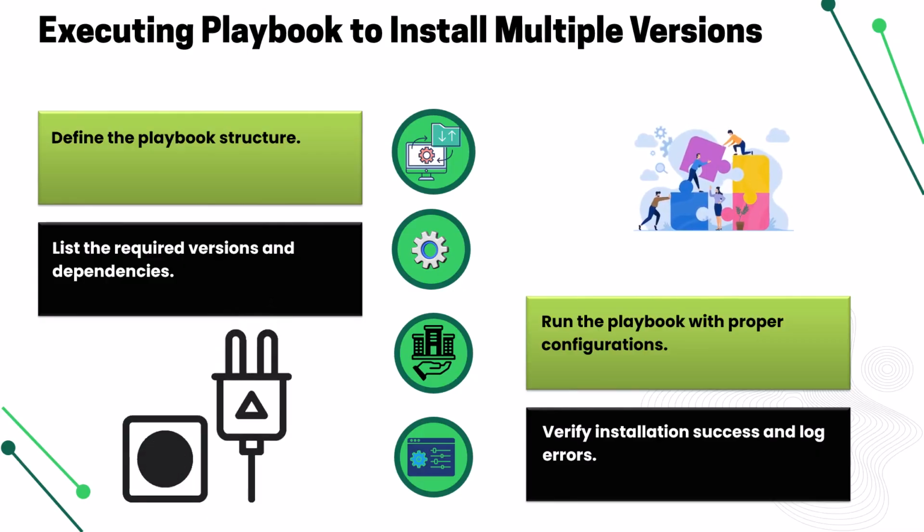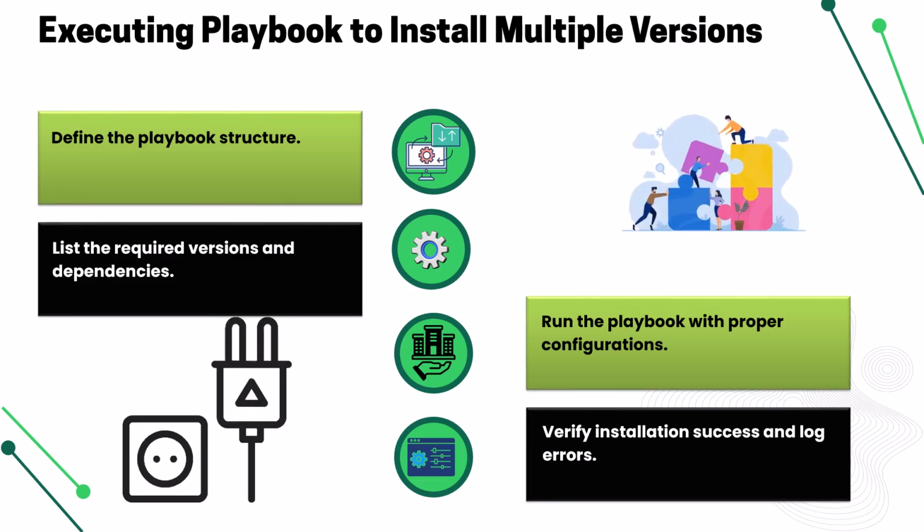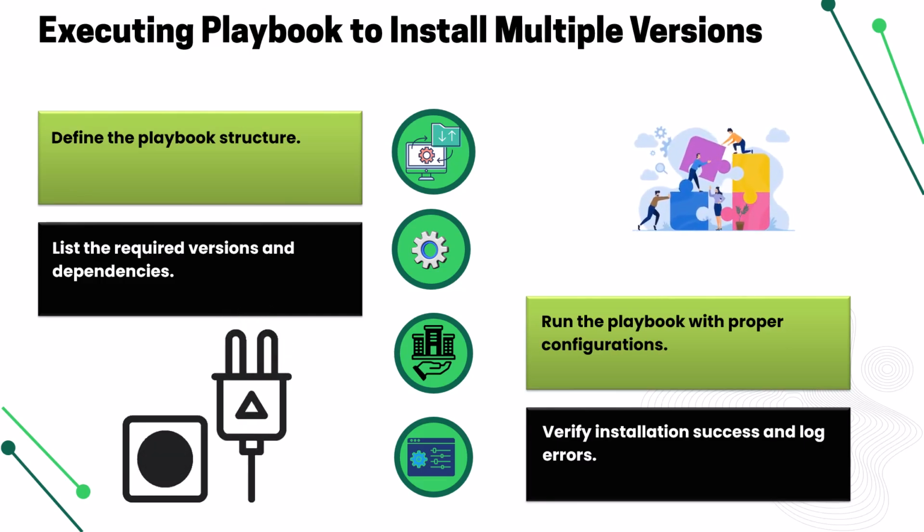All right, folks, let's talk about getting multiple versions installed without losing our sanity. First, we structure our playbook. Think of it as your recipe for success. Next, we list all the versions we need because, let's be honest, dependencies are picky. Then we execute the playbook with just the right configurations, like a well-seasoned dish. Finally, we check if everything installed correctly because nobody likes surprises, especially in system setups.